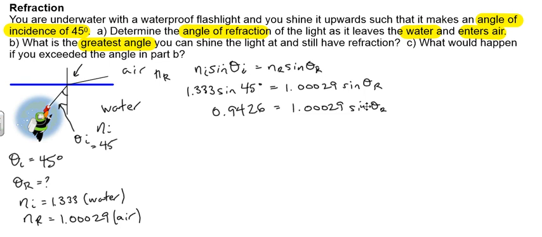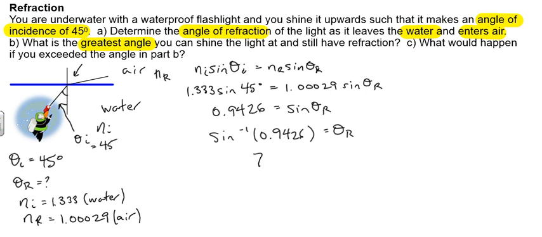Oh, sorry. This number, looking at my sheet, is 1.333 sine of 45 divided by 1.00029. So that whole thing is sine of theta r. Sorry about that. And of course, to find the answer to that, I have to do the inverse sine of that number. So the inverse sine of 0.9426 is going to equal the angle of refraction. And the angle of refraction should be 70.49 degrees. That is my angle of refraction in the current scenario.